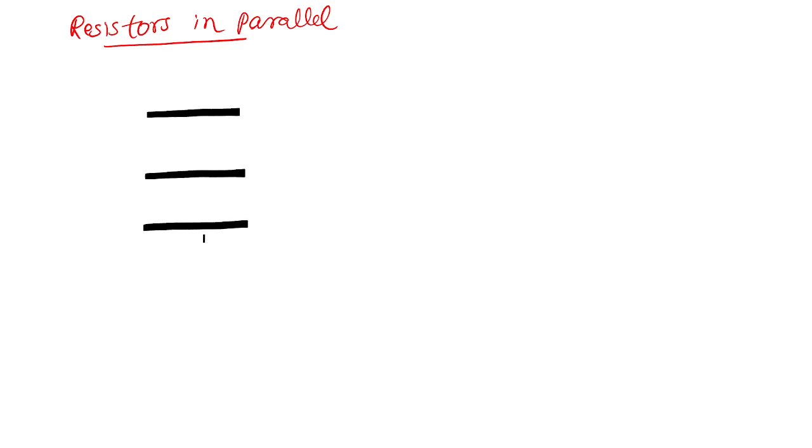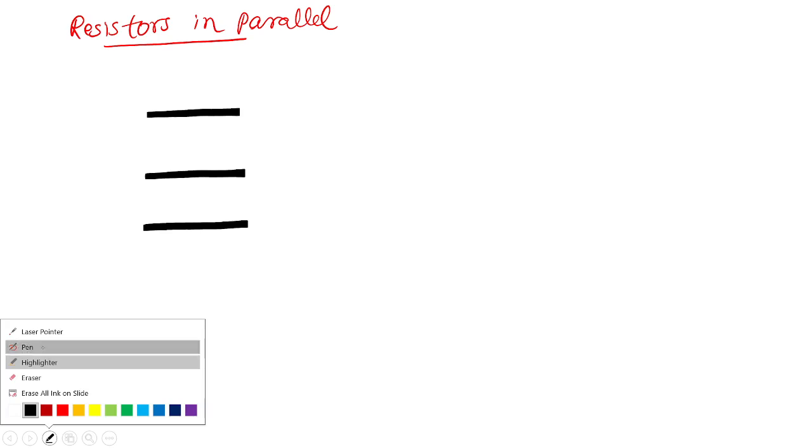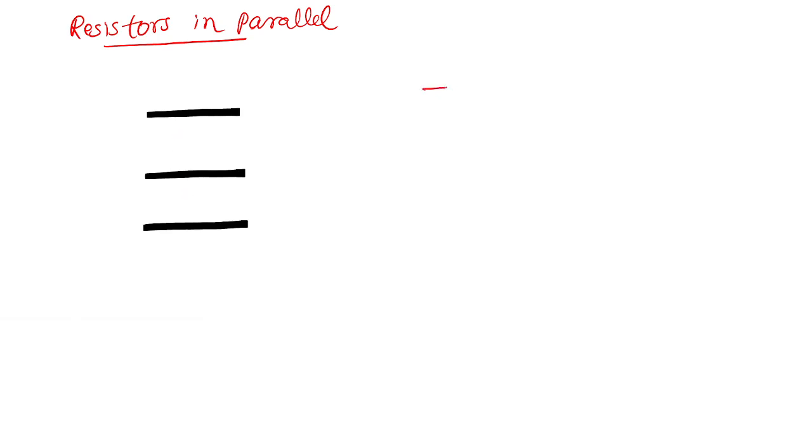We have 3 or more resistors. First of all, they are placed in parallel. Resistance is also denoted by this symbol. But let me use color to make you understand.